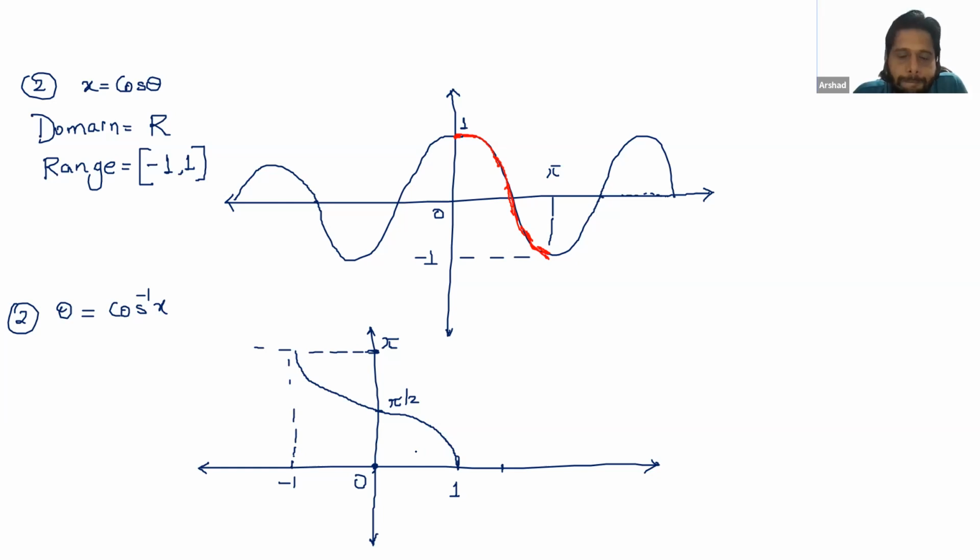But at the origin it's curved, right? Sorry, Abdul? So at the origin the graph is curved, right? For x equals to cos theta. Sorry, Abdul, your voice is not audible. So at x equals to cos theta, at the origin it's curved, right? So why for inverse it's not curved?